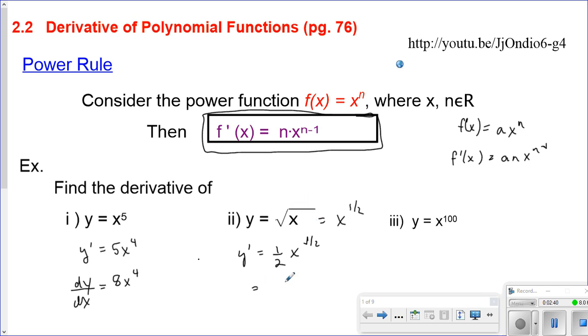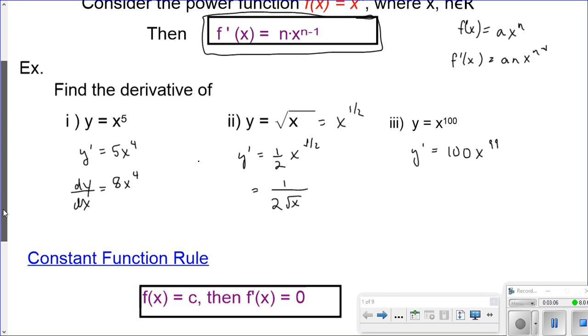So this one would be 1 over 2 square root of x. The negative 1/2 puts it down in the denominator, and then I introduce the root sign again. Okay, and it works for even strange exponents, really large exponents here. Simply do the rule again. So the 100 becomes my coefficient, and x to the power of 99 is my new power here.